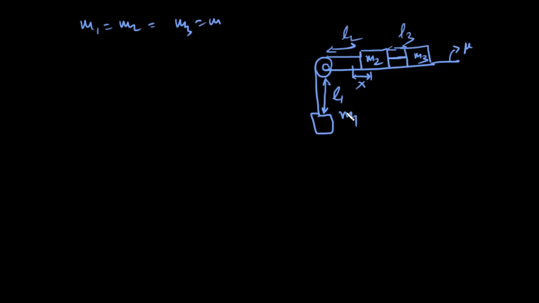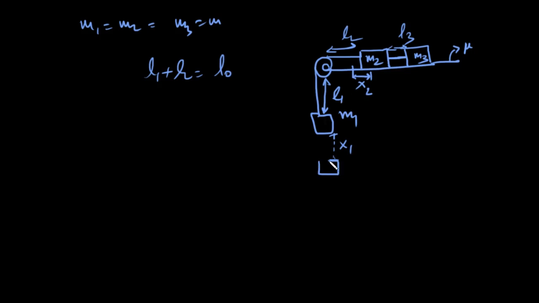So the mass m1 descends some distance, let us say x1, and the mass m2 will also move forward by x2. The length of the string going over the pulley between masses m1 and m2 is L1 plus L2. This is the length of the original string between m1 and m2.